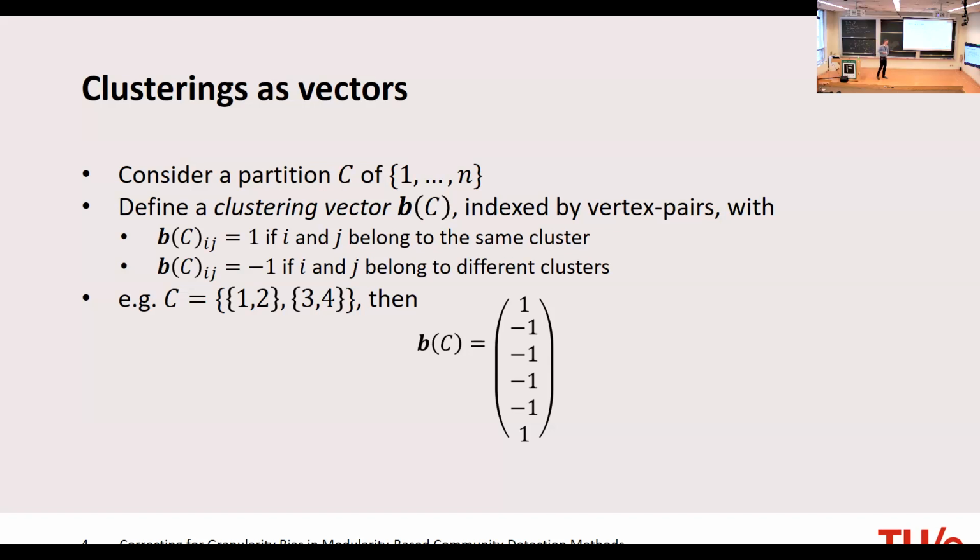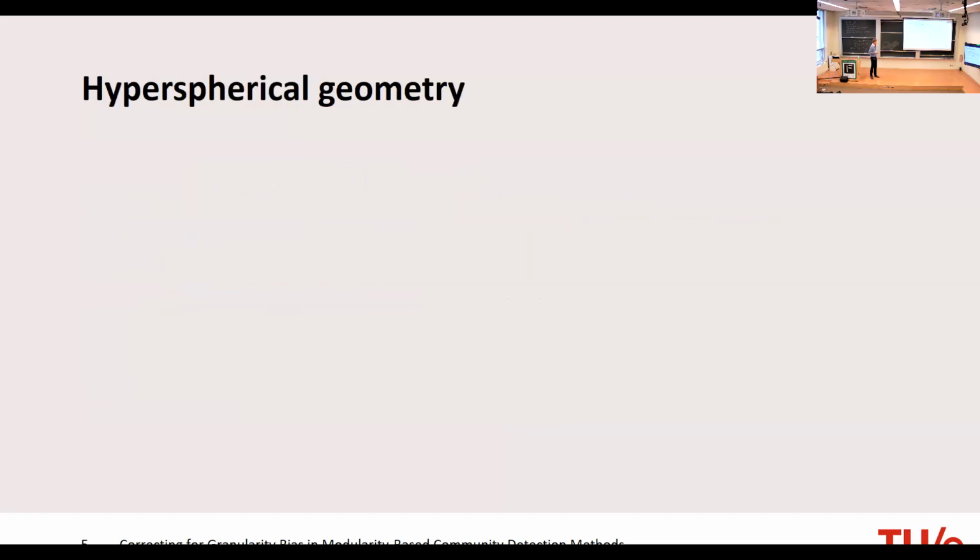Sorry, you say it's a vector, not a matrix? Yes, it's a vector. You could see it as a matrix, and then we take the upper triangle, but a vector turned out to be slightly easier in the calculations. It's just the flattened upper triangular matrix, so we only keep the entries ij where i is smaller than j, so we don't have them twice. The dimension is n choose 2, which we denote by capital N.